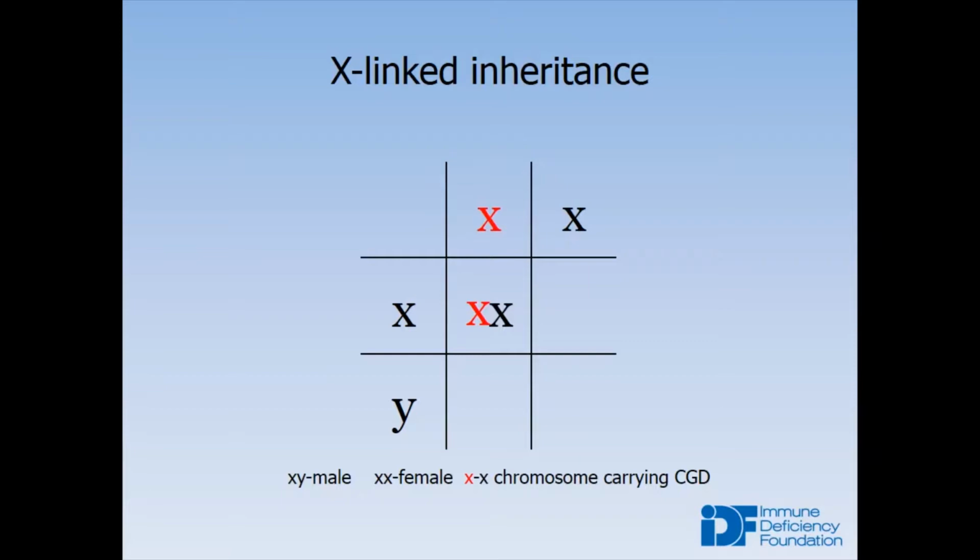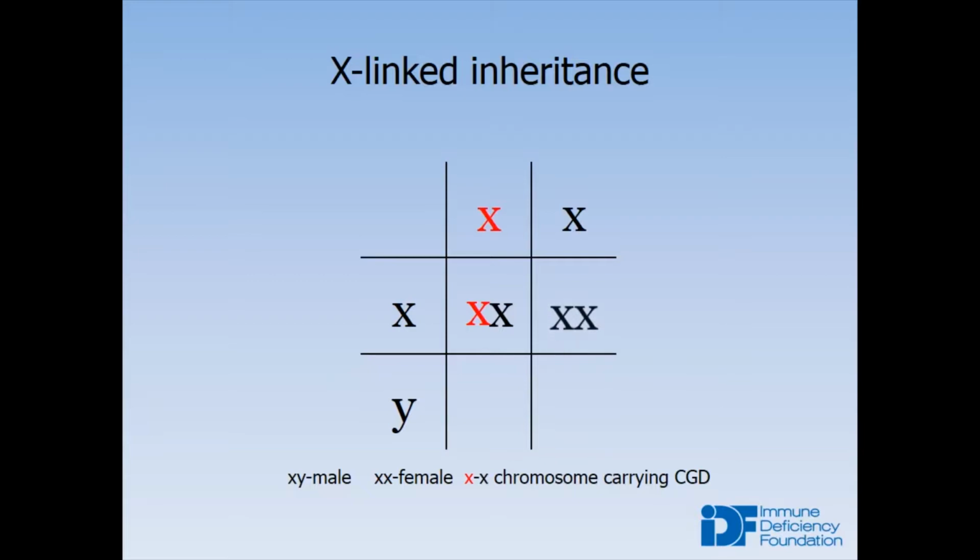So here you can see the red X is the one that has this BTK mutation on it. In this case, a girl is conceived and you can see she has the affected gene and she has a normal gene on the other X chromosome. So we call that, she's going to be a carrier for this. But because she has the extra X, she's not going to have any problems. She's got another gene to back up the problem that's in that red X.